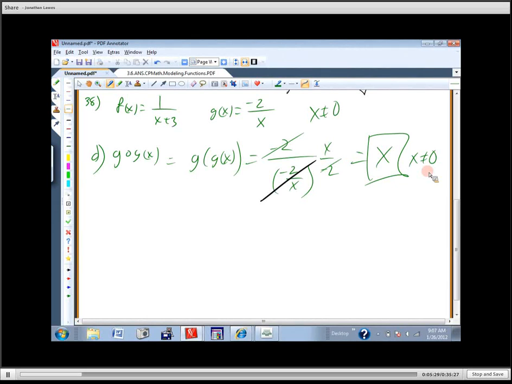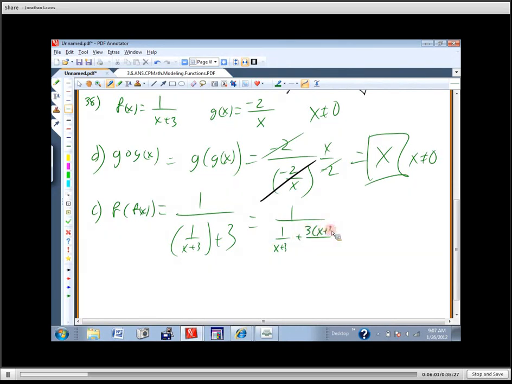Let's see. How about we do C? C is f of f of x. So what gets plugged into what? F gets plugged into f. So f is 1 over something plus 3. What is that something? 1 over x plus 3. Okay. We just took f and plugged it into f. Okay, then we need to simplify this. So what I'm going to do is I'm going to get a common denominator on the bottom. This should look really familiar.